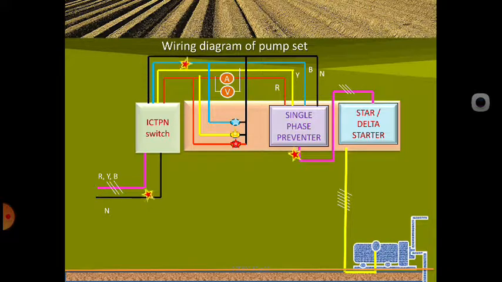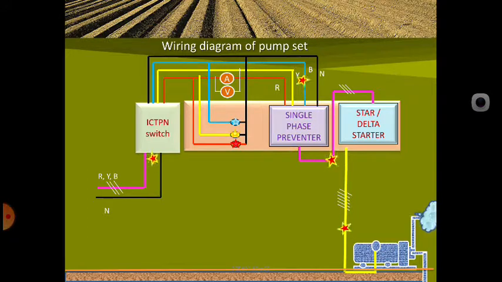Now once again we have to start by pushing the green button on the star delta starter. Once the star delta starter has started, it will give the supply to the motor. Once the motor is started, it automatically works to pump the water. This is a basic animation. You can observe how we are going to control our motors at different stages.